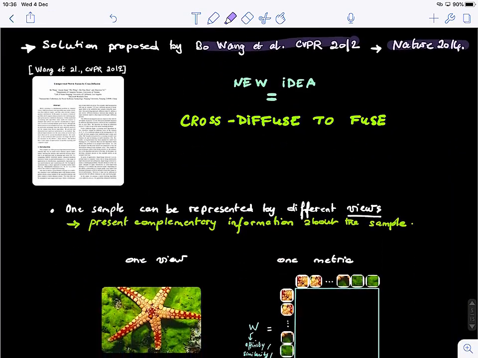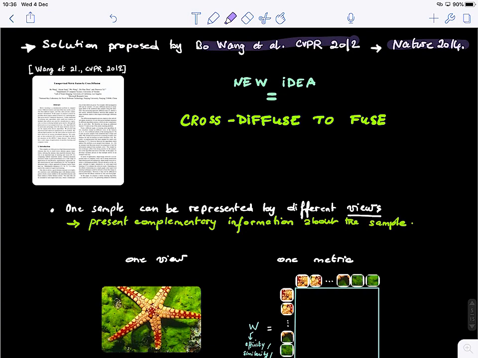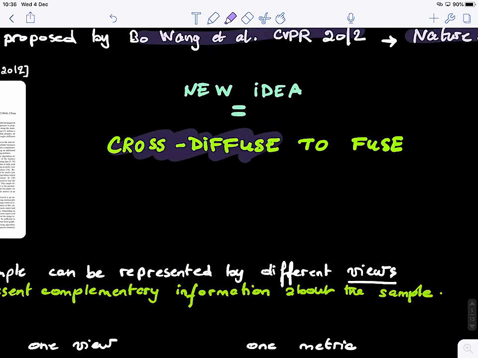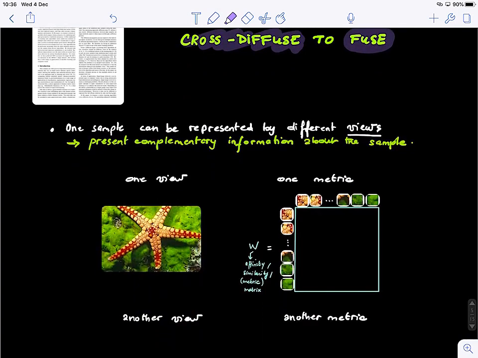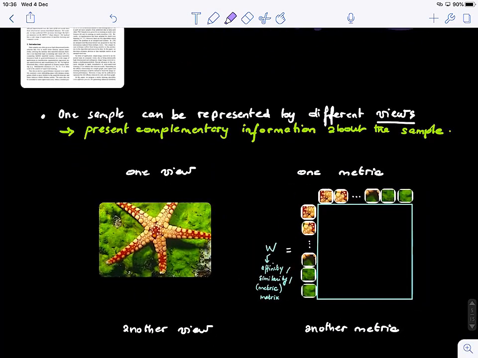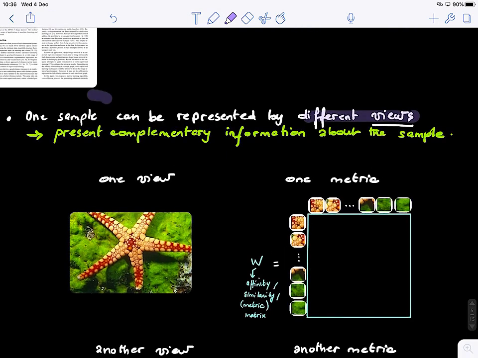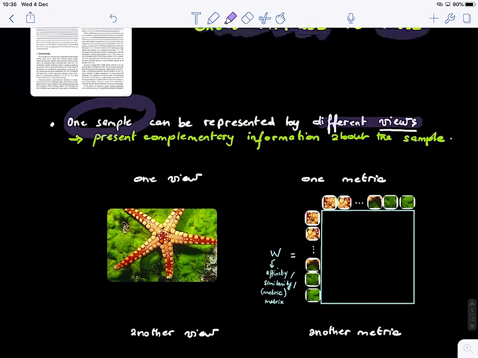So the new idea that was presented in this paper is to cross-diffuse the graphs, okay, two graphs for example, in order to fuse them together, okay? So one sample can be represented by different views. So let's say you're collecting data about patients. So you can get, for example, each sample will have genetic data, will have imaging data, etc. So you have multiple views or multiple representations of one single sample. So this is what it means that we have different views of one sample.